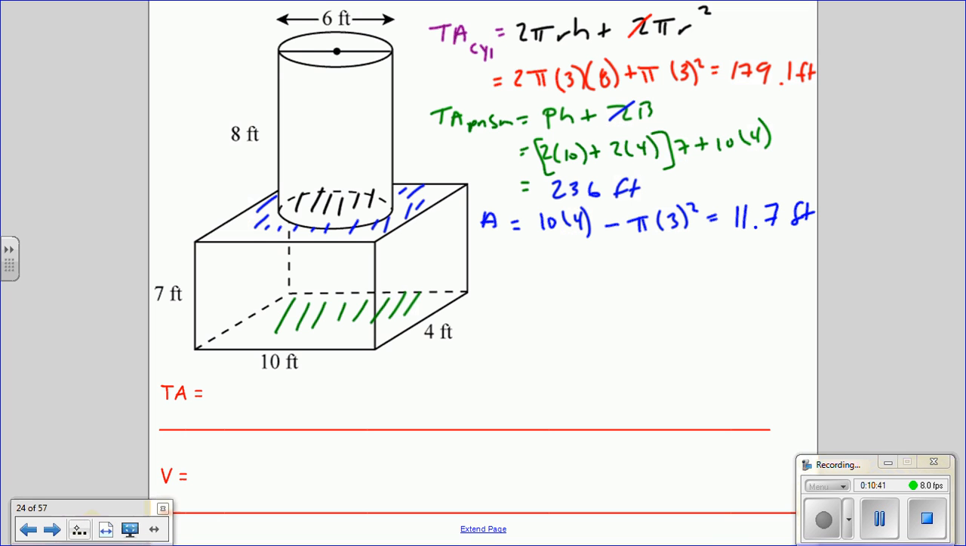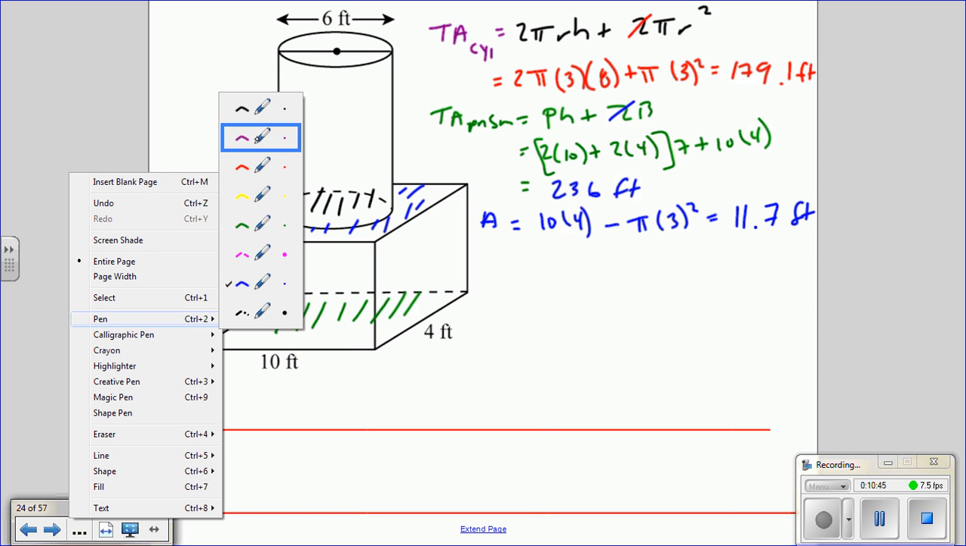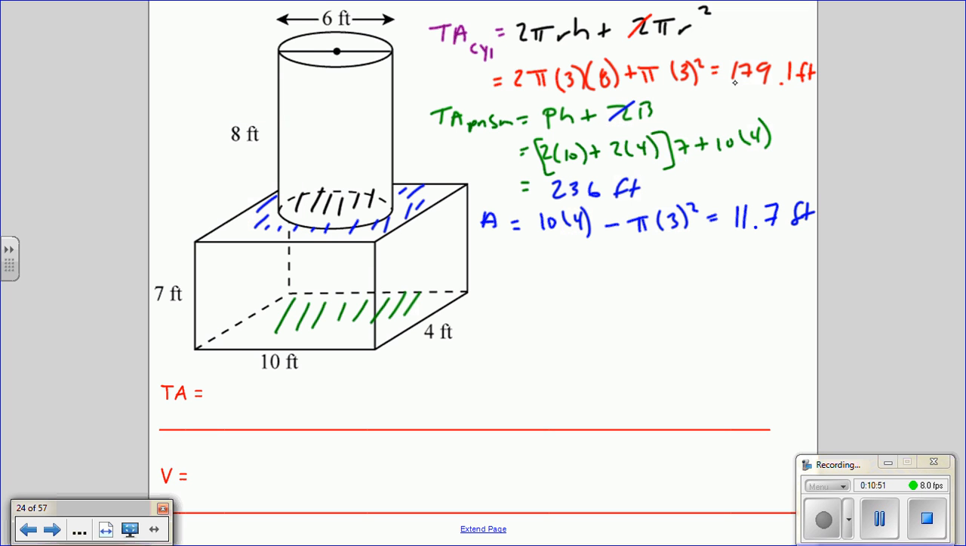And now what we need to do is take all of those portions and combine them together to get 1 grand area. So this 179.1, 236, and 11.7. Add those all up, and that's the total area for the composite.